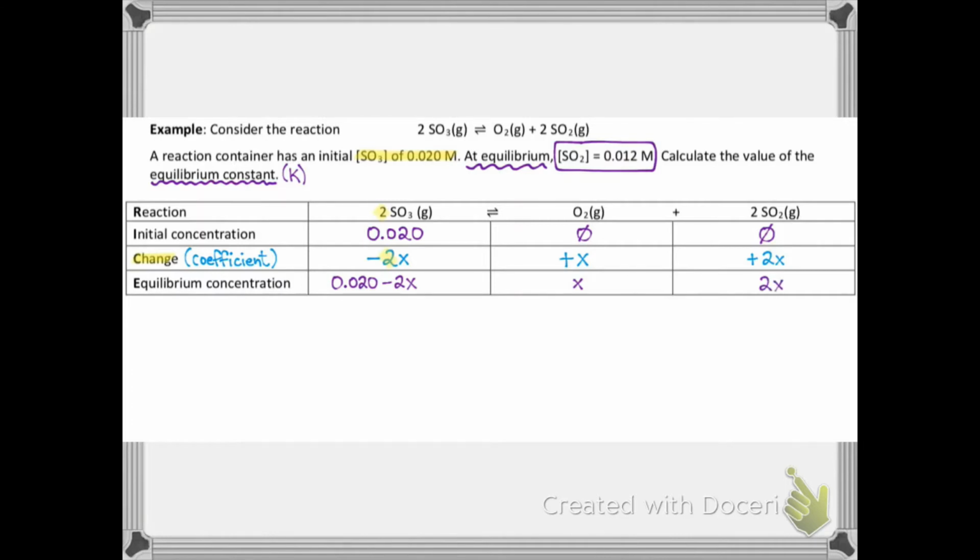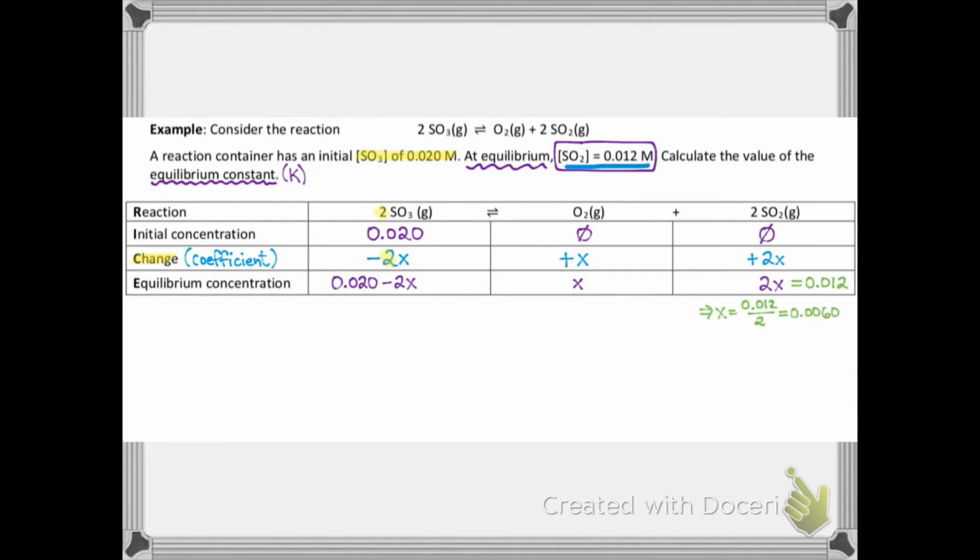You might be thinking, but wait, what good does that do me? I don't have any numbers. Well, actually, you do. There was one more piece of information given in the problem. They said at equilibrium, the concentration of SO2 is 0.012 molar. Well, I also know the concentration of SO2 at equilibrium is 2X. So 2X equals 0.012, which of course means now we can solve for X.